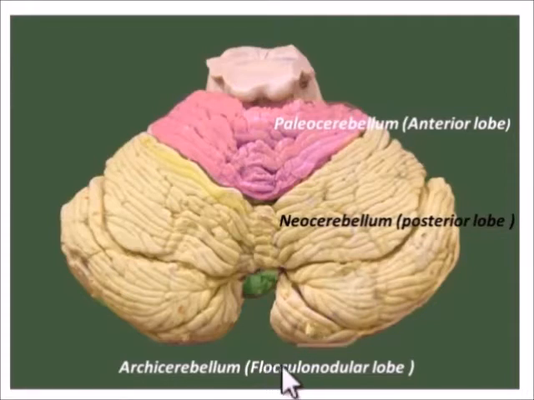This flocculonodular lobe is also called archicerebellum. So to repeat again, the cerebellum is anatomically divided into paleocerebellum, which is the anterior lobe, neocerebellum, which is the posterior lobe, and archicerebellum, which is the flocculonodular lobe.